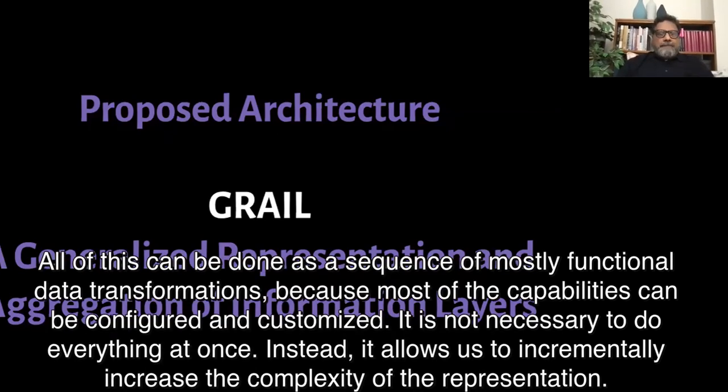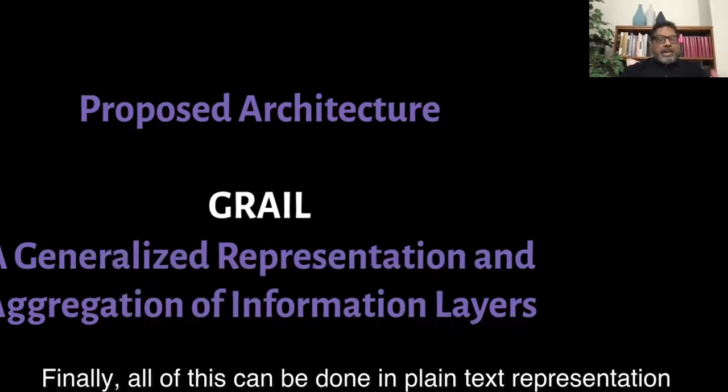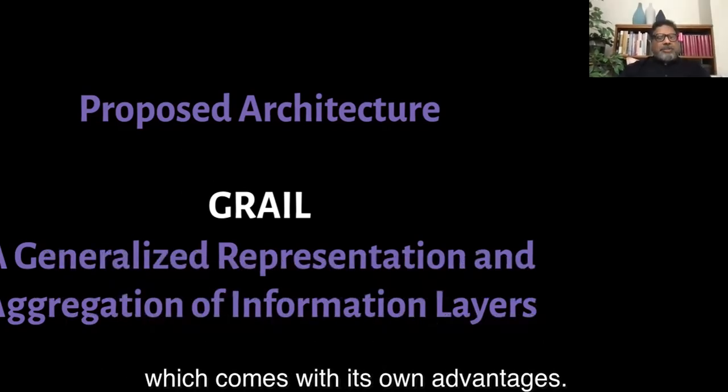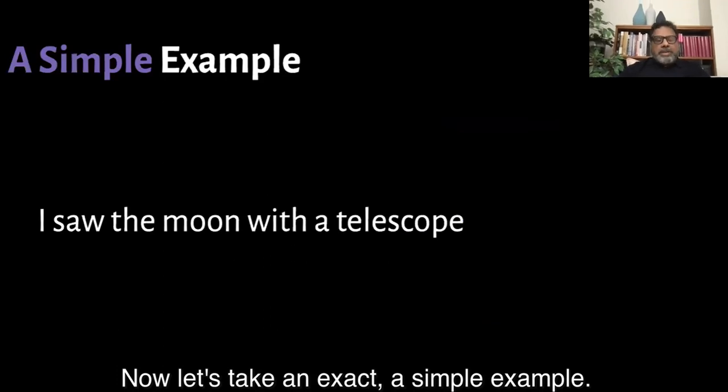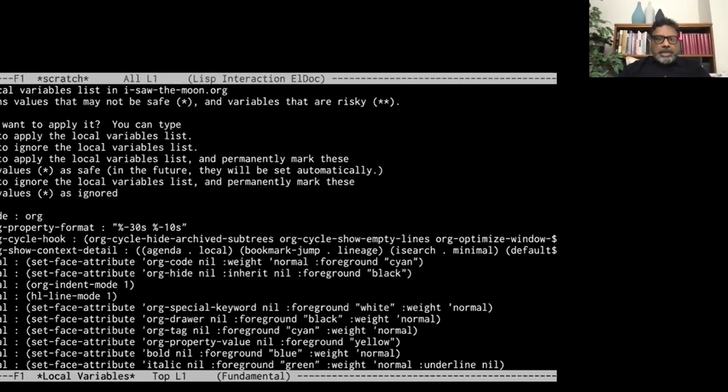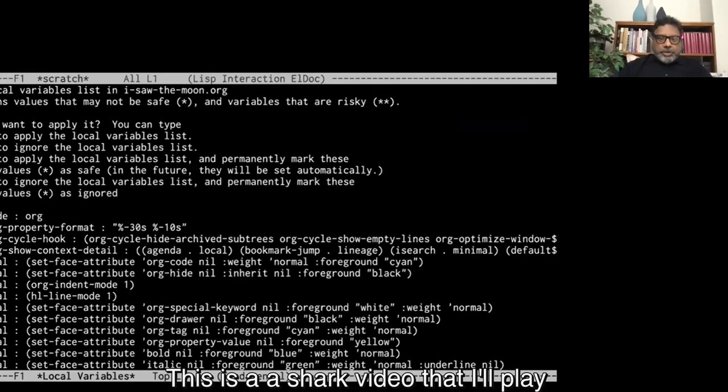All of this can be done as a sequence of mostly functional data transformations. Because most of the capabilities can be configured and customized, it is not necessary to do everything at once. Instead, it allows us to incrementally increase the complexity of the representation. Finally, all of this can be done in plain text representation, which comes with its own advantages. Now let's take a simple example. This is a short video that I'll play.